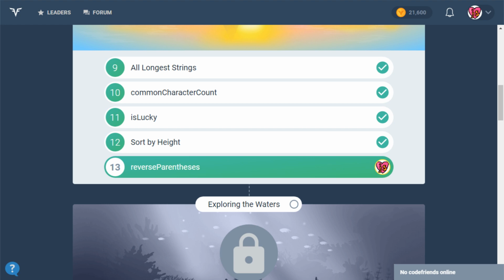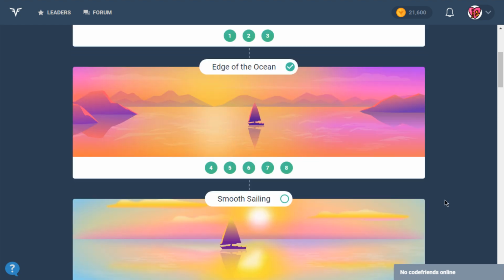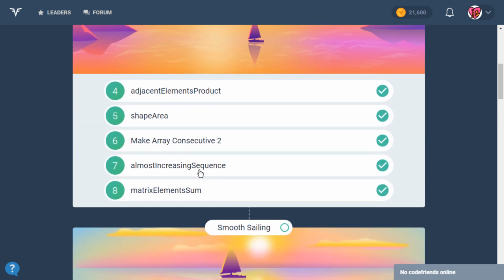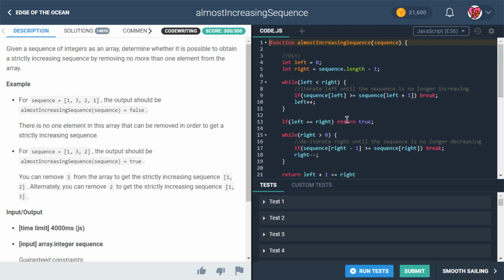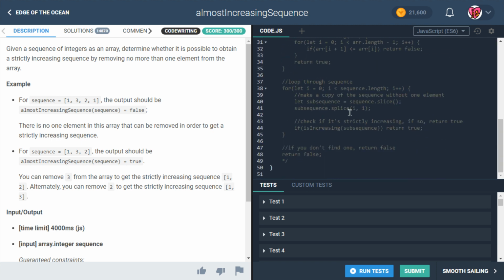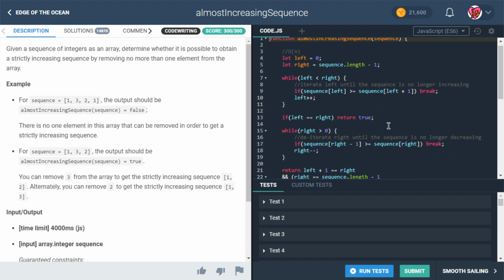The last time we encountered one that was particularly tough was up here, this almost increasing sequence. This is kind of a noteworthy gatekeeper challenge. I mean, it was pretty tough to move on from this one. If you remember, our first approach didn't work, it timed out, and so we had to modify it. And we had this left iterator and this right iterator over here.